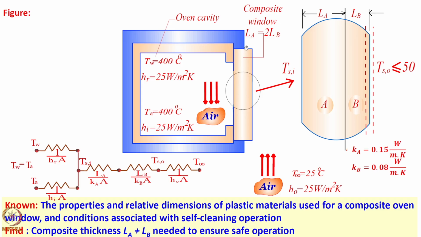So, there is Lb by Kb A, and then there is another material of thickness La, so La by Ka A. Then on the inside wall you have Tsi, whose temperature I do not know, but all I know is the air inside the oven is transferring heat by convection, and the walls are transferring heat to Tsi, the inside of the window wall, by radiation. So, we will write all this together and we will see. The circuit diagram is shown. I will draw this separately and then we will go ahead and solve the problem.